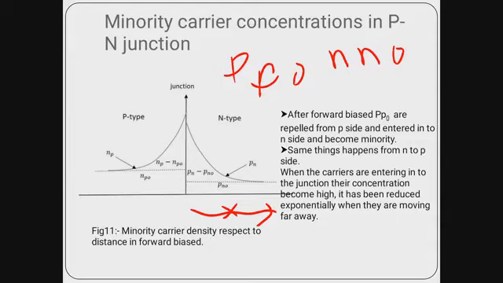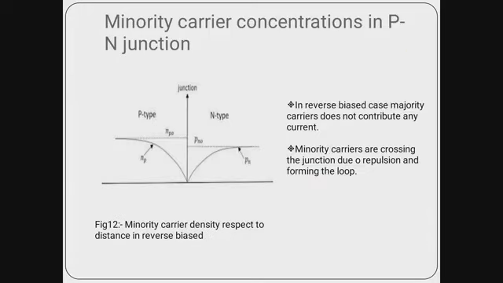But in case of reverse biased, the majority carrier does not contribute any current. The current which I am getting is due to the flowing of minority charge particles from p to n and n to p side.